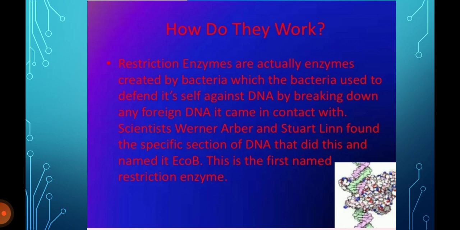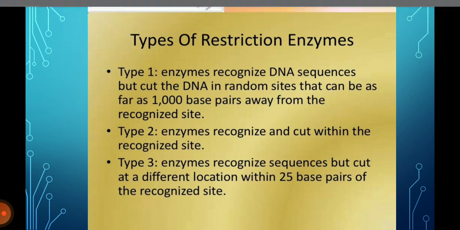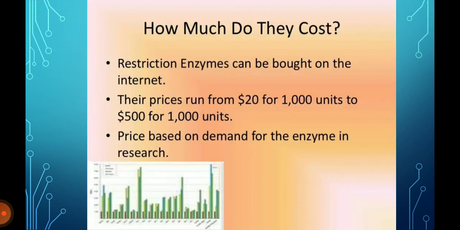Then we will see next how much they cost. Restriction enzymes can be bought on the internet. Their prices run from $20 for 1000 units to $500 for 1000 units, based on the demand for the enzyme in research.